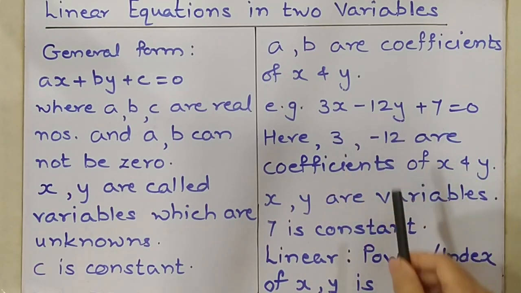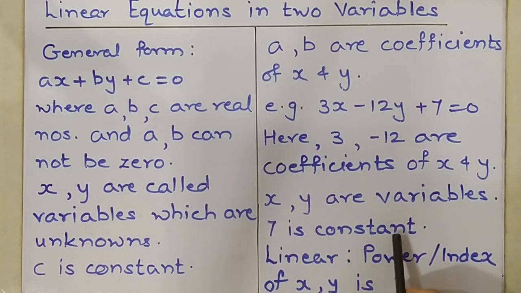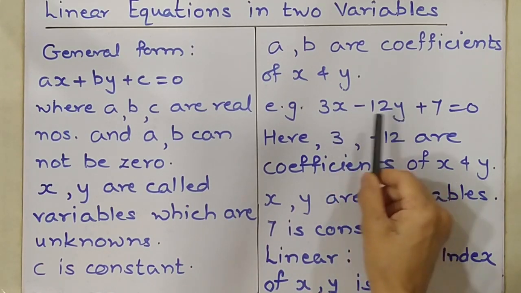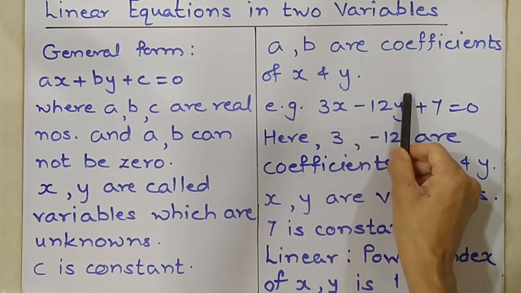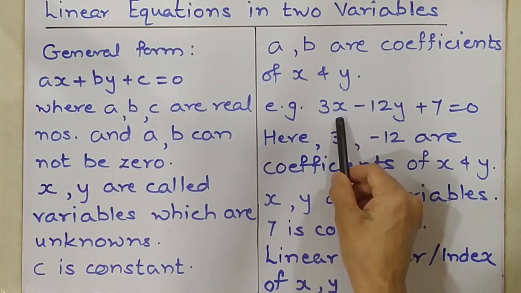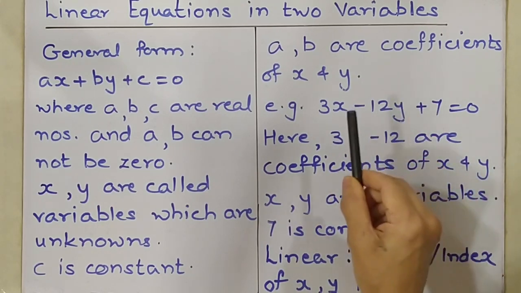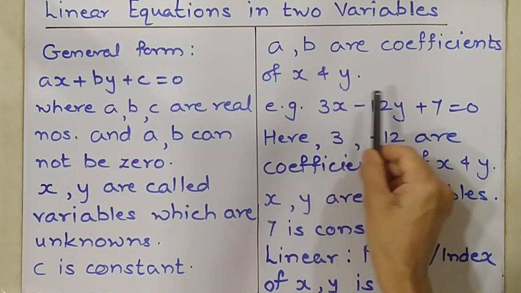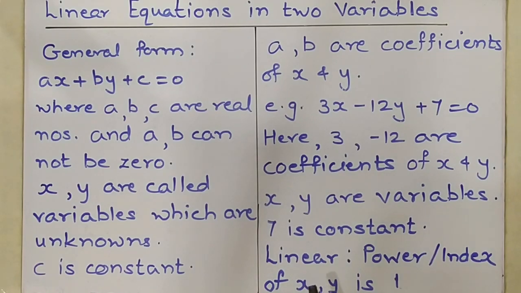x and y are variables, unknowns. 7 is a constant. Why is this called a linear equation? Because the power of both the variables, the index of both the variables x and y, is 1. This is x raised to 1, that is why we have written this as x. This is y raised to 1, that is why we have written this as y. So the power of both the variables should be 1, then only it is called a linear equation.